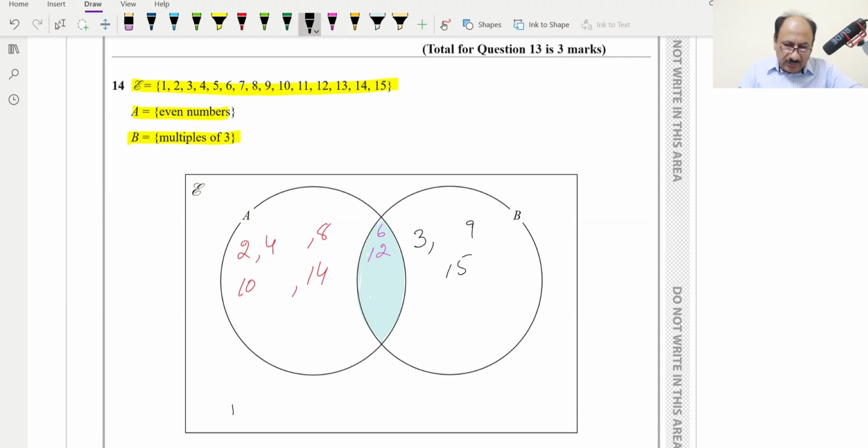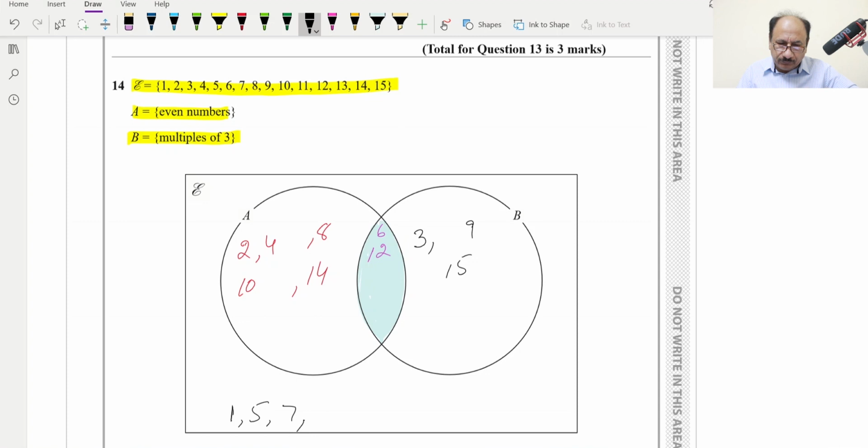So 1 is an odd number, we can write outside. 2 is in even numbers, and 3 is in multiples of 3. 3 is in B, so 4 is in even numbers. 5 is an odd number, we can write over here. 6 is gone. 7 is over here. 8 is also gone. 9 is also gone.